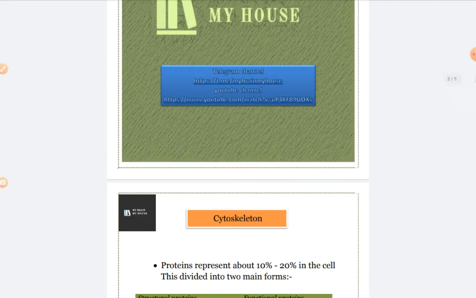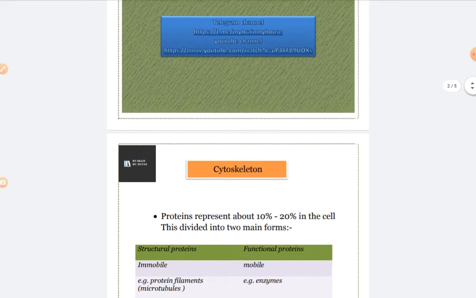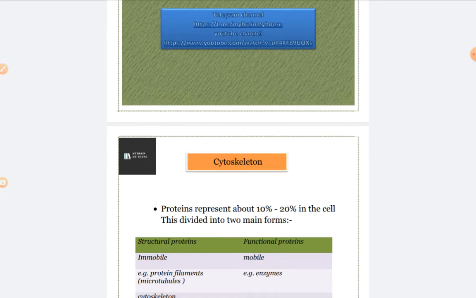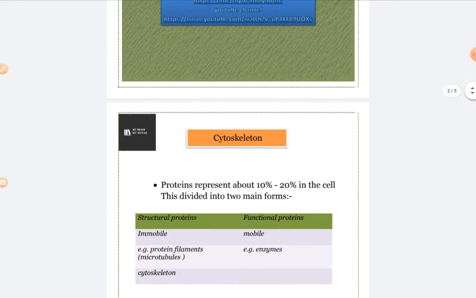Generally, proteins represent about 10 to 20% of the cell. This is divided into two main forms: structural proteins and functional proteins. Structural proteins are immobile, for example, protein filaments like the cytoskeleton. Functional proteins are mobile, for example, enzymes.